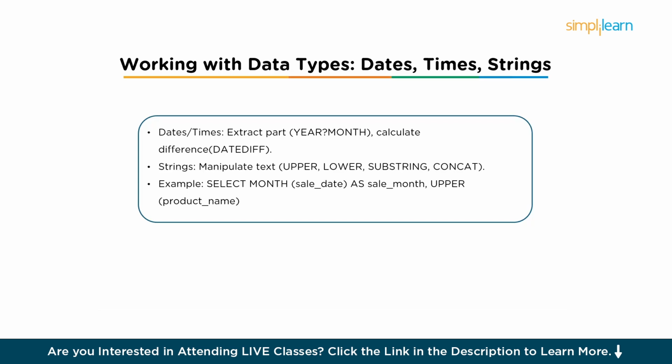duration between two events. For strings, SQL offers many powerful manipulation functions. UPPER and LOWER convert text to uppercase or lowercase, useful for standardizing text data to ensure consistent comparison. SUBSTRING allows you to extract a portion of a string, which is handy for parsing codes or identifiers, while LENGTH returns its length. CONCAT combines multiple text columns into a single string, such as creating a full name from separate first and last name columns for display. These functions are indispensable for data cleaning, formatting, and preparing text data for analysis.